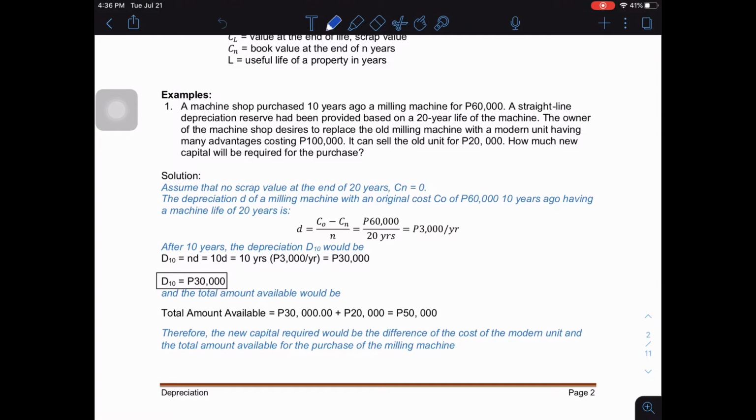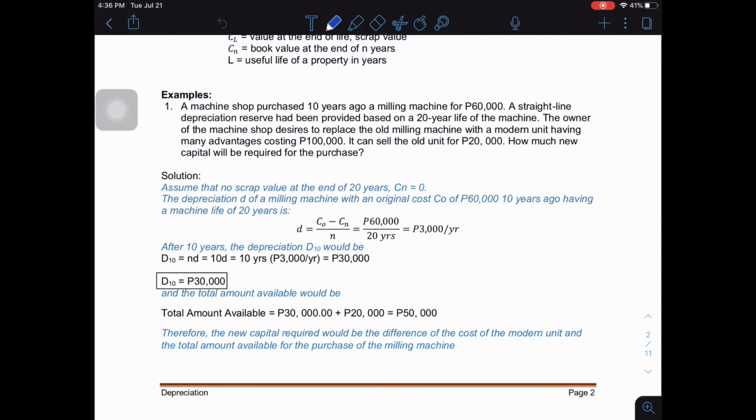Example number 1. A machine shop purchased 10 years ago a milling machine for 60,000. A straight line depreciation reserve had been provided based on a 20-year life of the machine. The owner of the machine shop desires to replace the old milling machine with a modern one, having many advantages, costing 100,000 pesos. It can sell the old unit for 20,000. How much new capital will be required for the purchase?